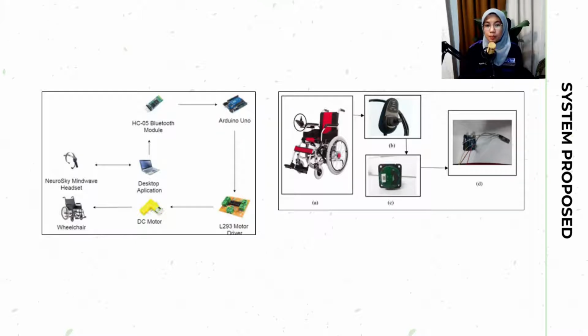Here is the system proposed. So we can see the figure there. In recent years, several feedback stimuli for a brain control robot and a brain control wheelchair have been proposed. So far, all of them are related to my research.